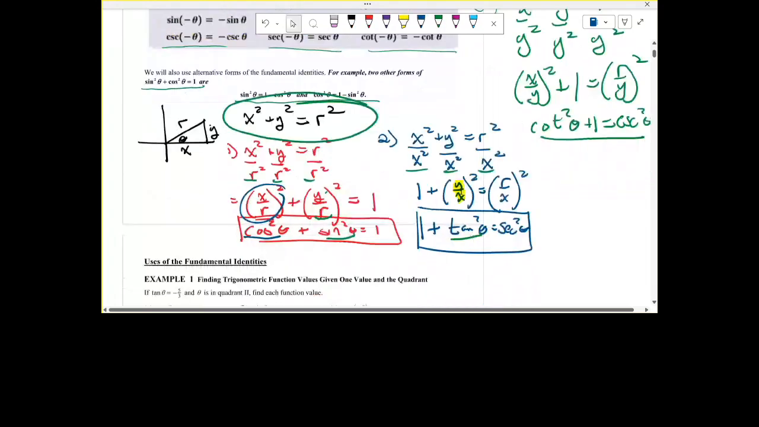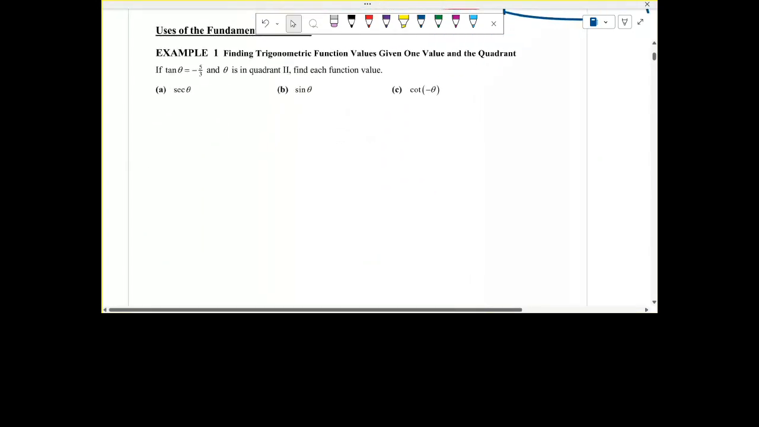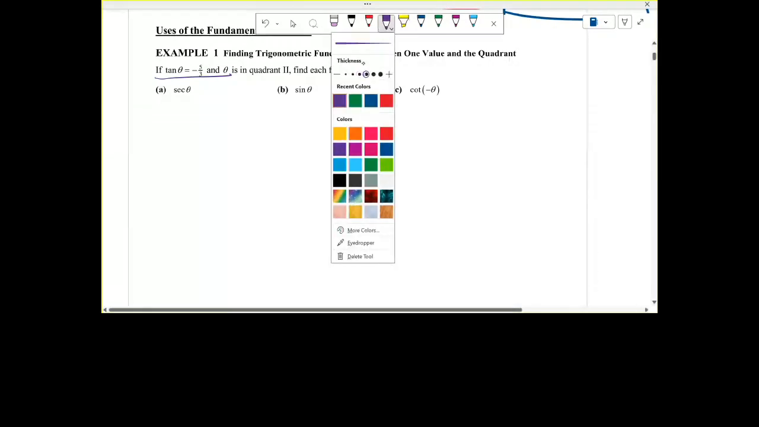All right, look, let's scroll down a little bit and let's see if we can find a couple of things here. So y'all, let's do this. The first example says we're going to find trig function values given 1 value in the quadrant. Okay, so y'all, before I get started, let's take a look and see what we got. Boom, right here. It's telling me that tangent of theta is equal to -5/3, and theta is in quadrant 2.